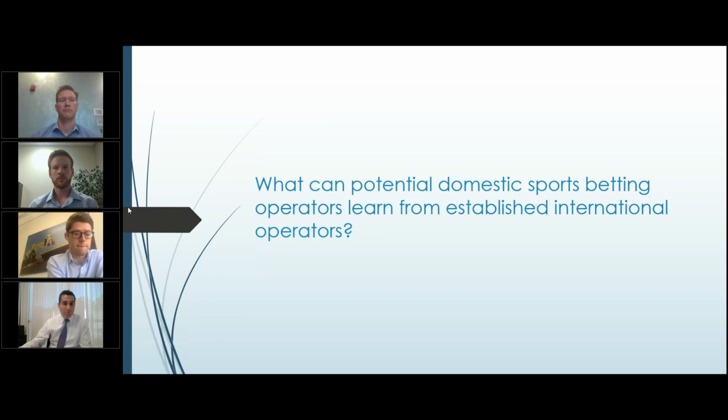That's all driven by data and data analysis, and that's something we focus on quite a bit, and something a lot of the offshore or international operators focus on quite a bit. So it is a sophisticated way of looking at the customer and really knowing their behaviors: what they're betting, when they're betting it, and how much they're betting.